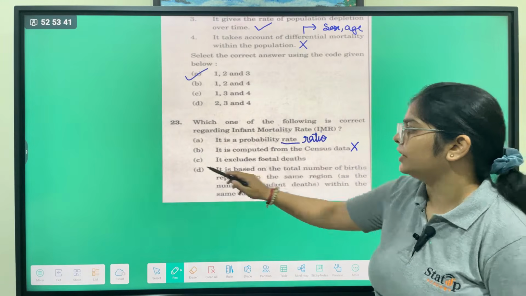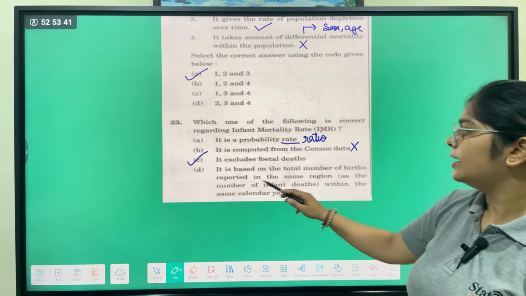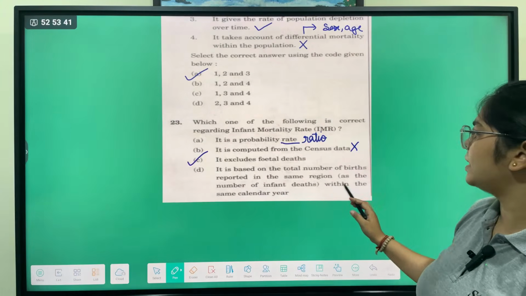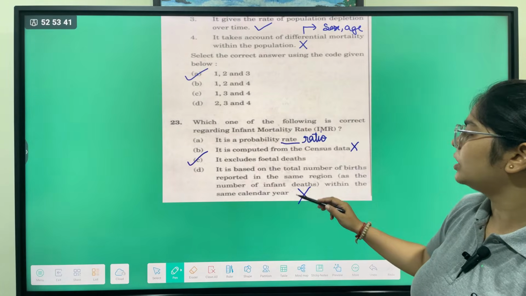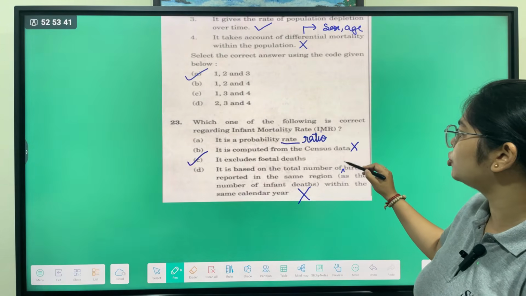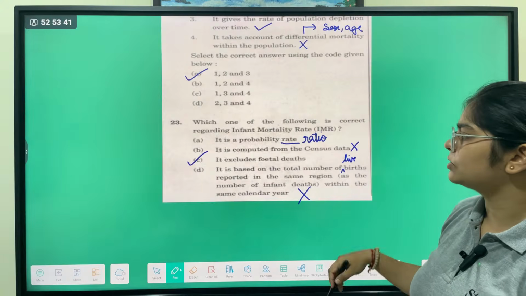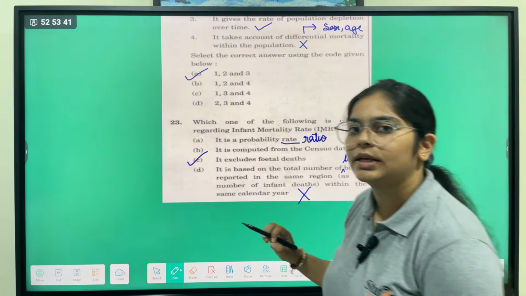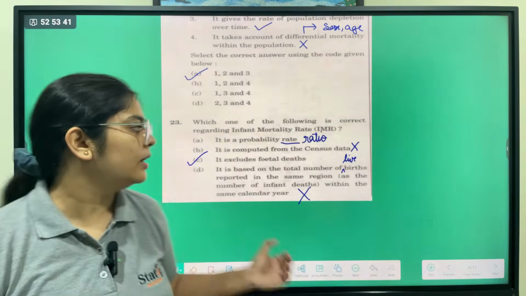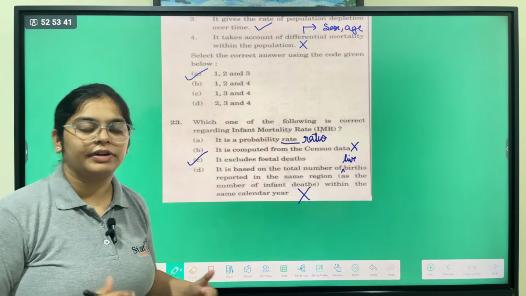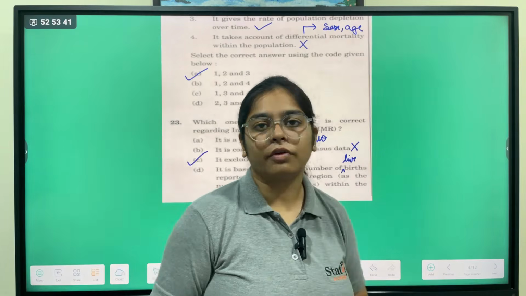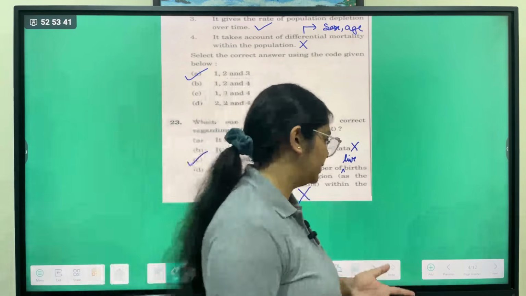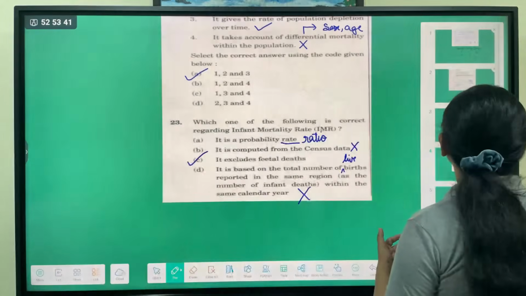It excludes fetal death. Yes, that is true. It is based on the total number of births in the same region within the same calendar year. No, this is not correct. The total number of live births should be there. That is why this is wrong, and hence option C is the correct option, which says that it excludes fetal deaths. Fetal means the babies that are in the womb of the mother.